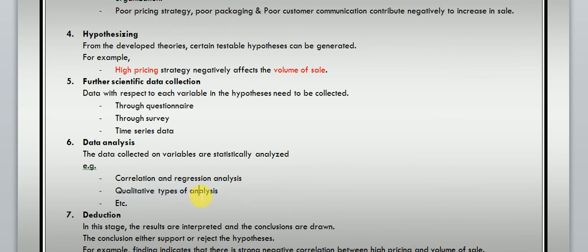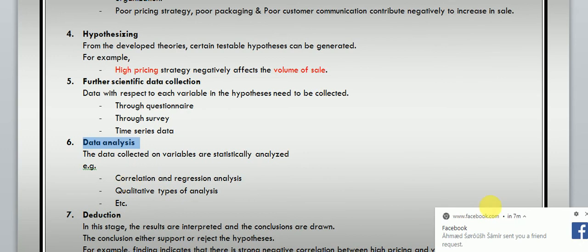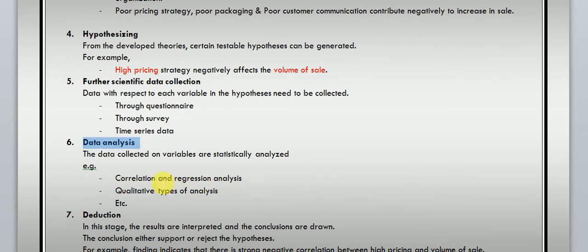So whatever methods of analysis are used, whether quantitative or qualitative, in the data analysis step we analyze the data. Inshallah, you will learn in much more detail about these methods in the chapter on data analysis. Here we analyze how these two variables correlate, meaning how high pricing affects the sale, whether negatively or positively. That information can be obtained with the help of the analysis.